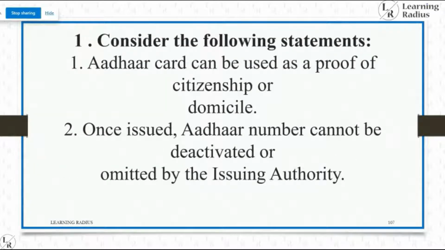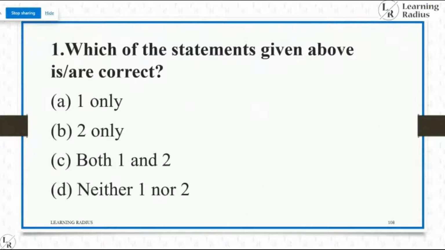Consider the following statements. Aadhaar card can be used as a proof of citizenship or domicile. Once issued, Aadhaar number cannot be deactivated or omitted by the issuing authority. Two beautiful statements. Which of the statements given above is correct? The first statement, as I mentioned, Aadhaar card can be used as a proof of citizenship or domicile. Once issued, Aadhaar number cannot be deactivated or omitted by the issuing authority.